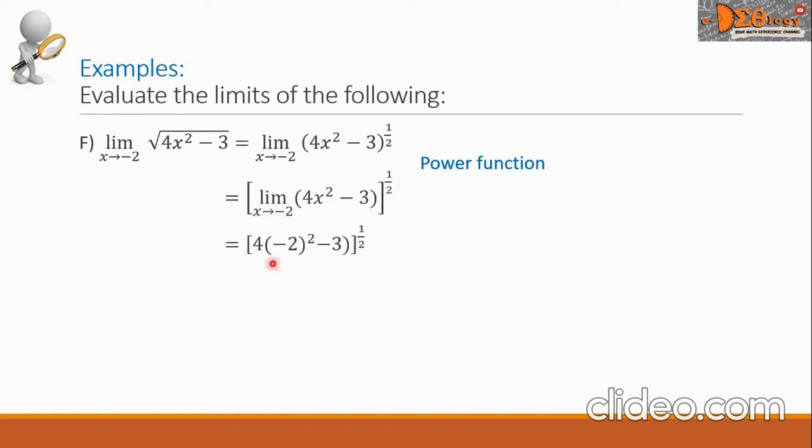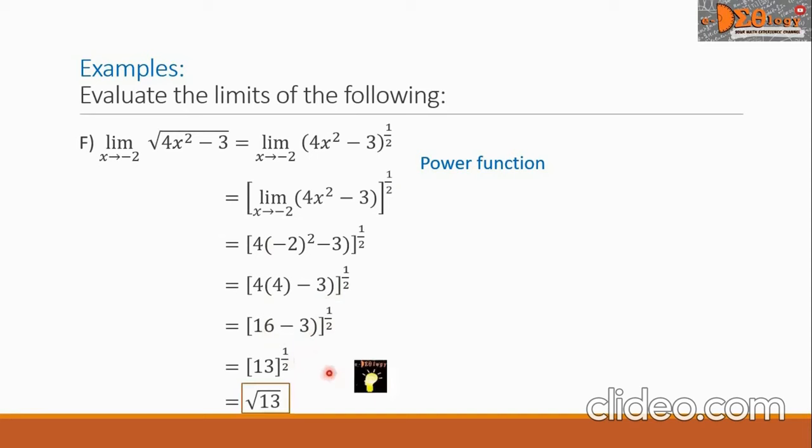Evaluating the limit, we have now 4 times the quantity negative 2, that is squared, minus 3. And this quantity is raised to 1/2. The square of negative 2 is 4. So we have 4 times 4 is equal to 16 minus 3. And then the power 1/2 is still here. And 16 minus 3 is 13 raised to 1 over 2. Putting back this 1/2 exponent into radical form, so we have the square root of 13. This is our final answer.